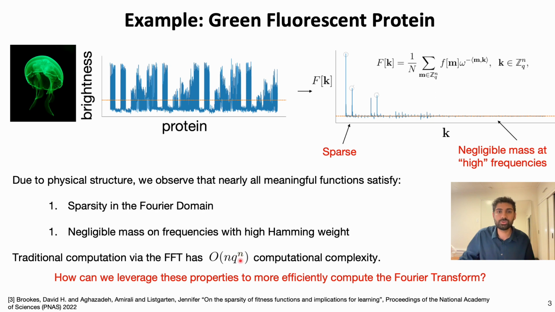So we need new tools to help us compute this transform, and luckily we know that we have this structure. So the question is, can we leverage these properties of sparsity and negligible mass at the high frequencies to help us more efficiently compute the transform?